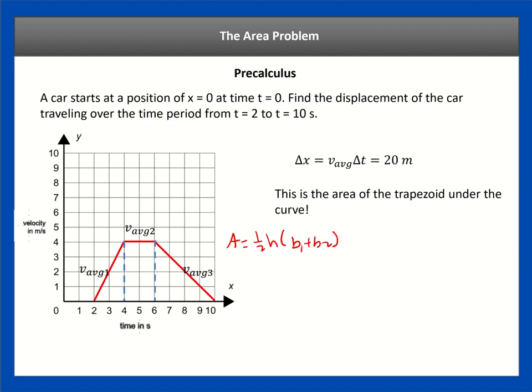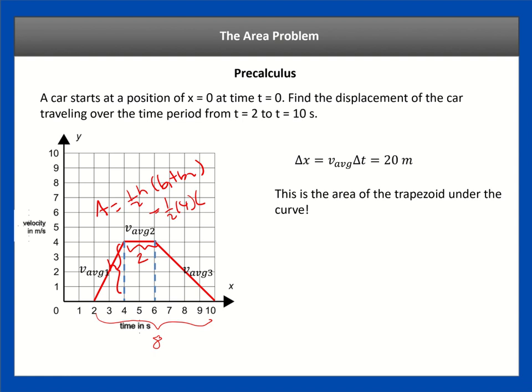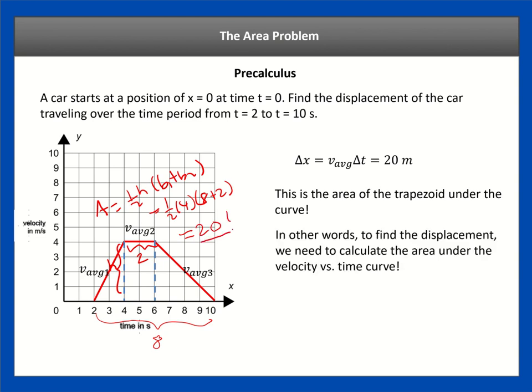Well, let's do that over here. The height of this trapezoid is this right here, so the height is 4. So we got 1/2 times 4. And base 1 is 8, because it's 10 minus 2. That's the length of that base. And then base 2 here is a distance of 2. So we got 8 plus 2, so we got 10 divided by 2 times 4, which gives us 20. Which is exactly the same as the displacement we got earlier. So in other words, to find the displacement, we need to calculate the area under the velocity versus time curve.